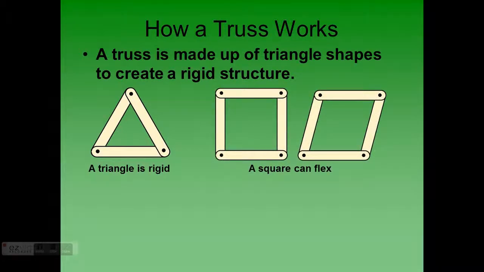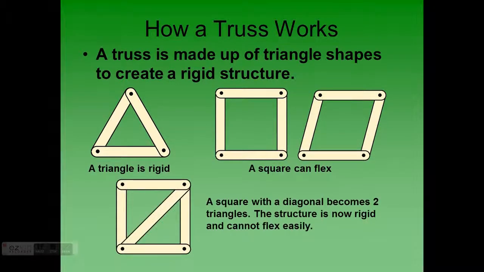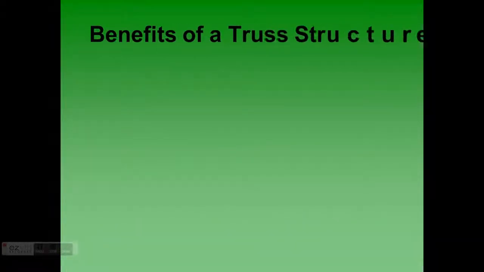Squares, on the other hand, can flex. So a square can bend. Now, if you put a diagonal through that square, you just turned it into two triangles, so in essence, you've just turned that into a truss structure. So the structure is now rigid and cannot easily flex.